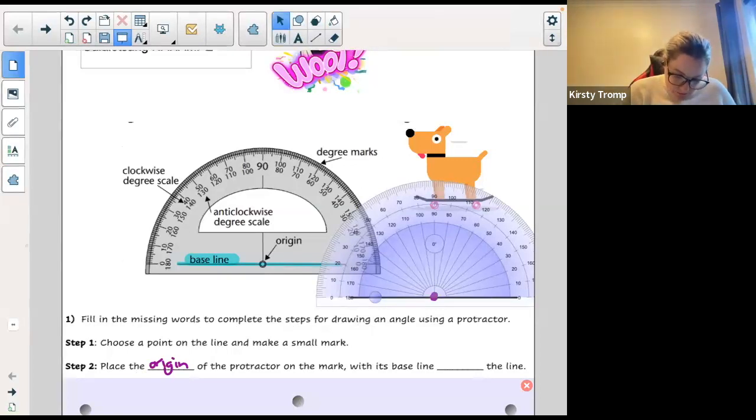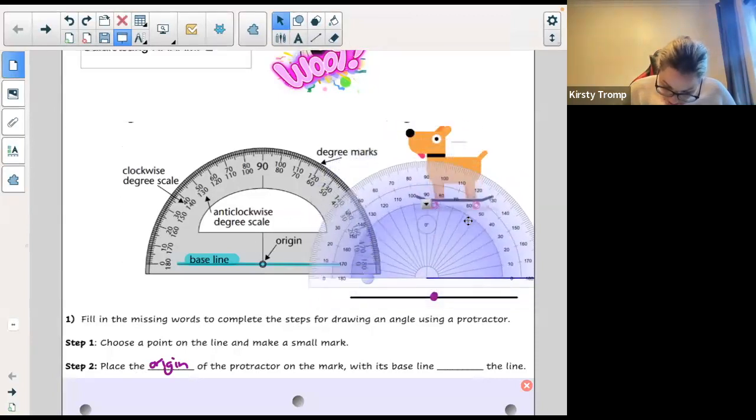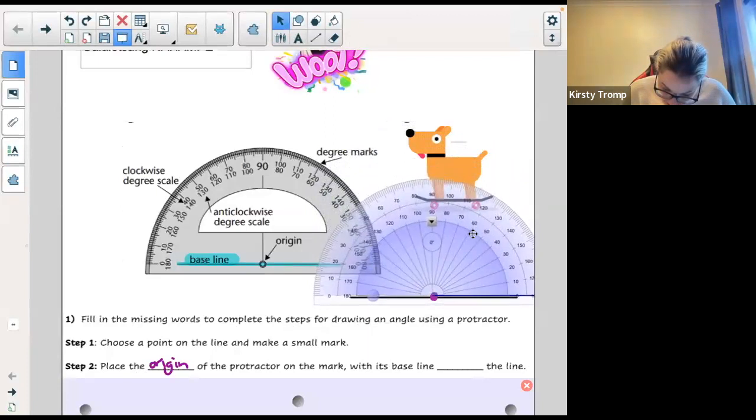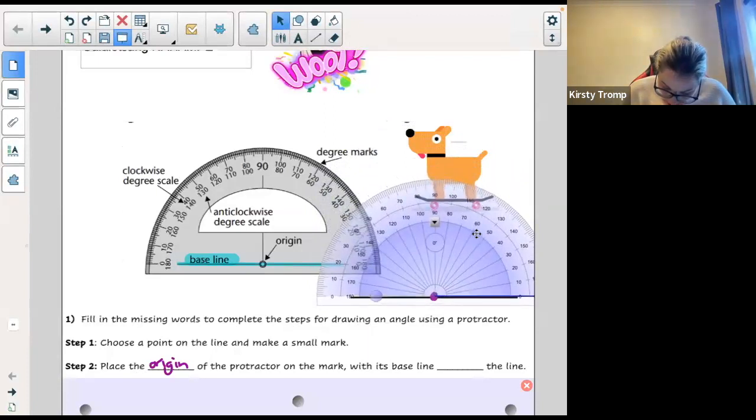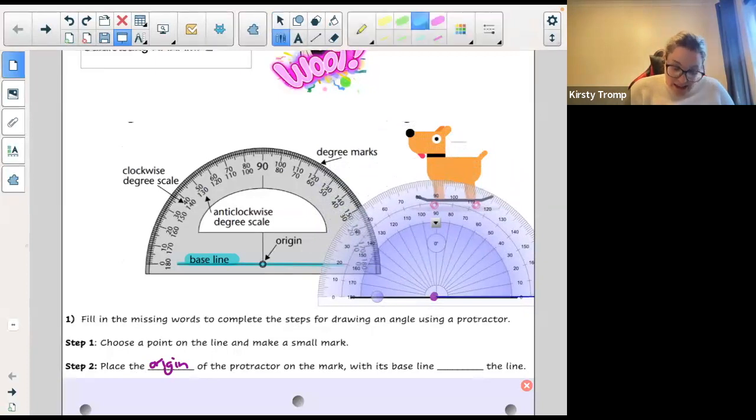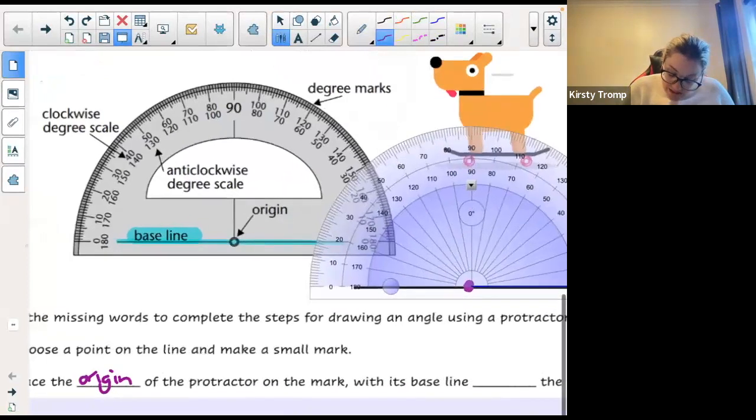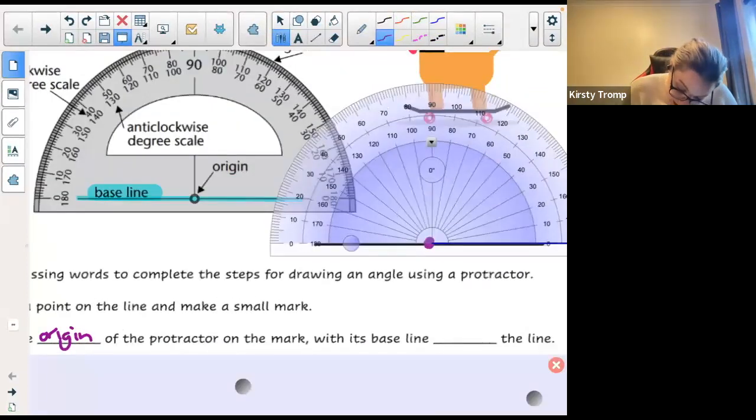So I've taken my protractor and I've placed my origin on my point and my baseline. What have I done to my baseline? Can I say that maybe it is covering the line? Or I can say that with its baseline on the line. Are you guys happy with that?